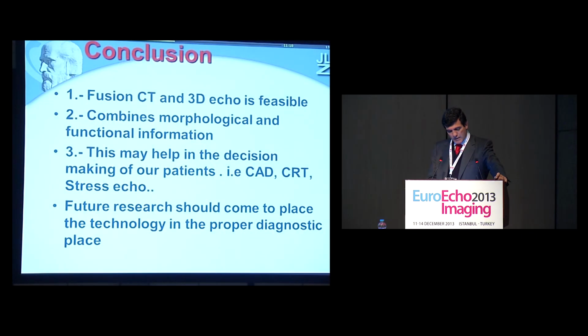So in conclusion, I think that no doubt fusion CT and 3D echo is feasible. I mean, this futuristic approach is already here. The beauty is that we combine morphological information with functional information, and this combination is exactly what heart disease is all about. I mean, it's the beauty of taking the morphology of one technique and the functional information from the other. And I think that it may help.